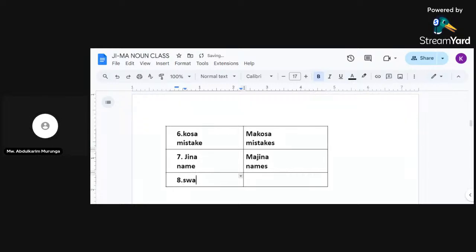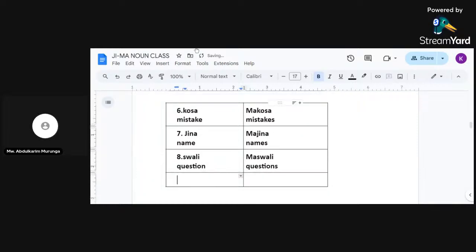Swali is a question. If there are many, we say maswali, questions. Swali, maswali. Ndiyo, vizuri sana Katia. Kosa, makosa, sawa.